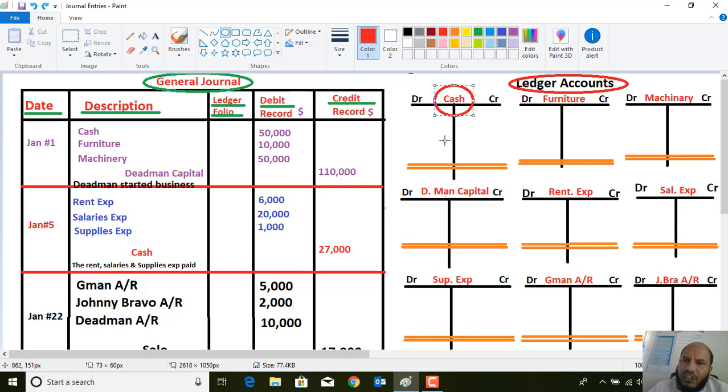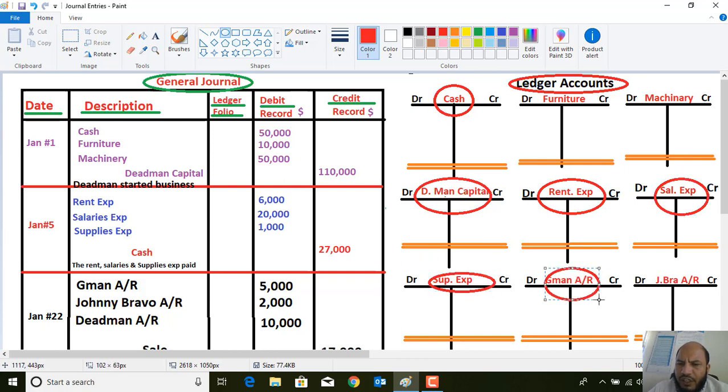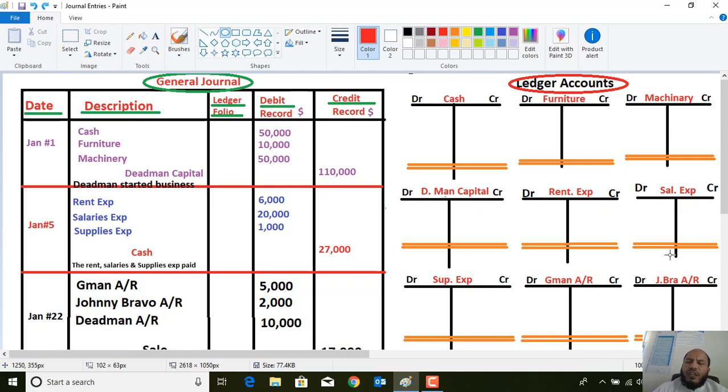If you see each T-shape over here on this page, each T-shape has its own title, its own name. For example, we have cash, we have Deadman capital, we have rent expenses, we have salary expenses, we have supply expenses, we have account receivable. So all of these are different accounts that we will have in this business, and all these accounts are taken from the general journal.